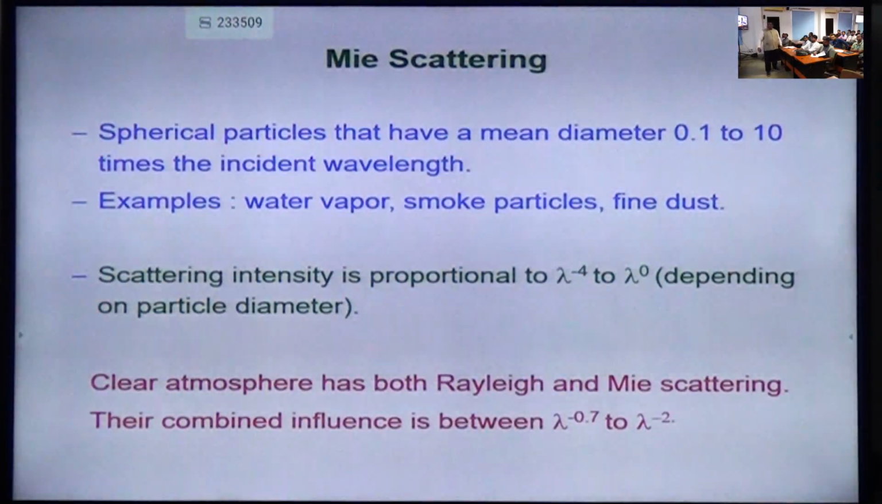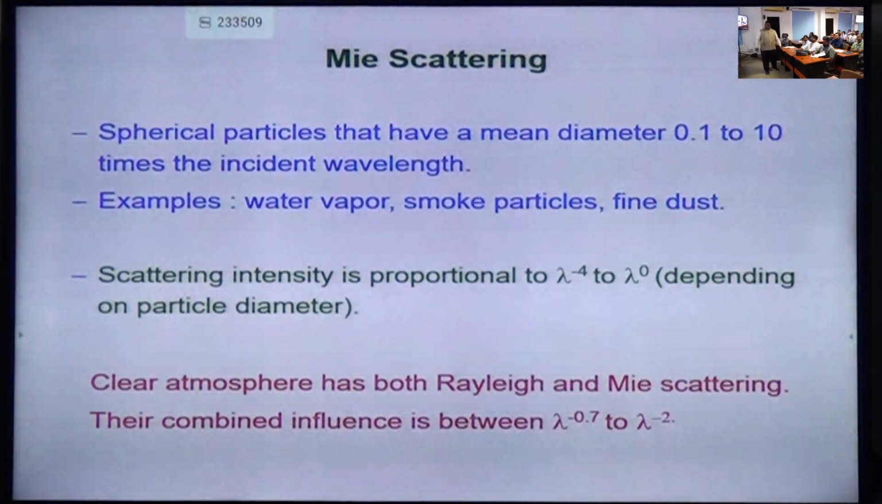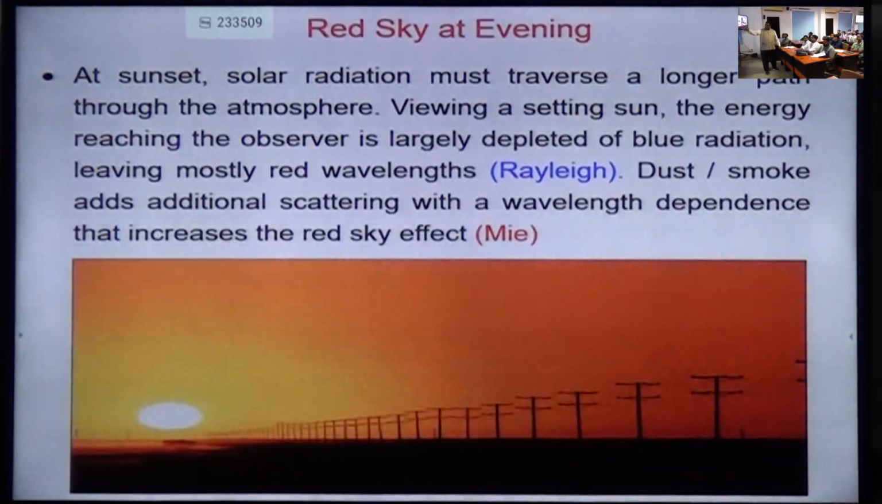Mie scattering: spherical particles that have a mean diameter between 0.1 and 10, such as water vapor, smoke, and fine dust. Scattering is proportional to lambda to the power of -4 to lambda 0, so the dependence is reducing. Earlier it was directly lambda to the power of -4; here it goes toward lambda 0, meaning the wavelength dependence is decreasing. So a clear atmosphere has both Rayleigh and Mie scattering, and the combined effect is like this.